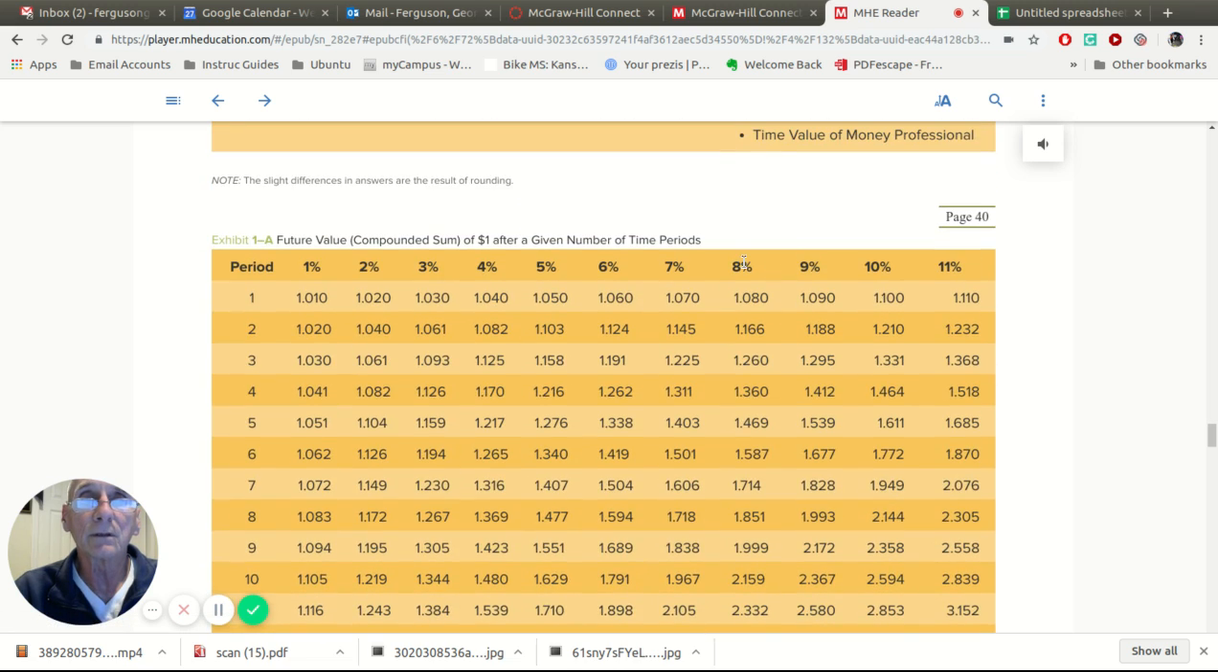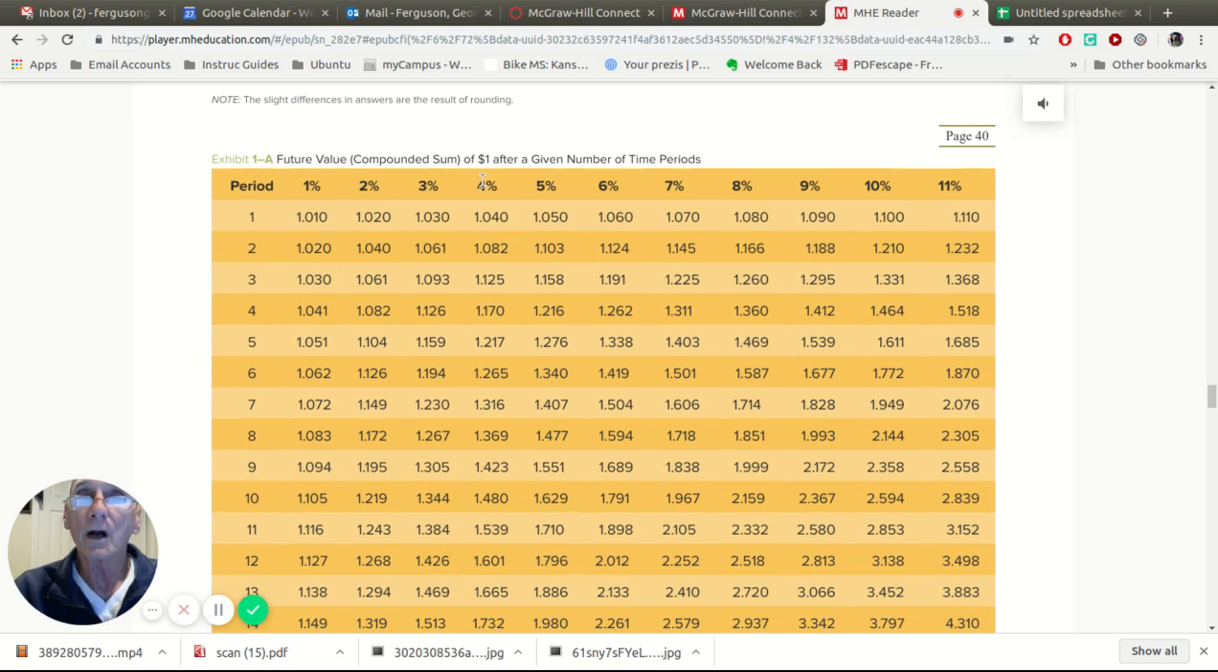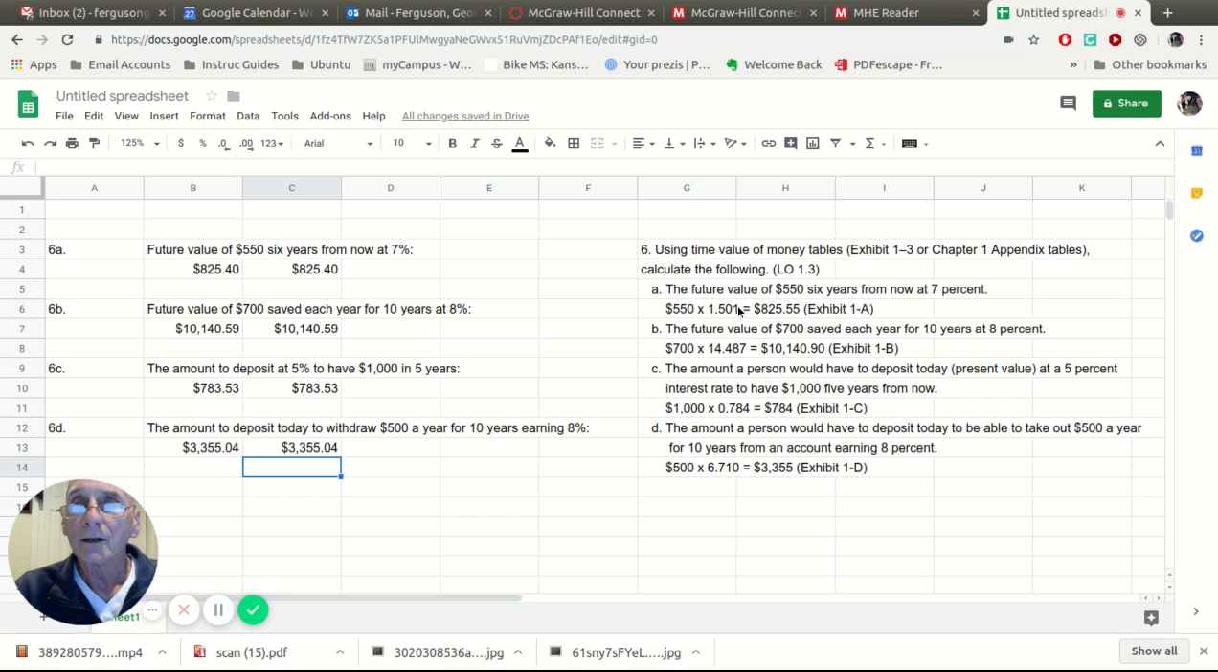If you're looking at the tables that we have in the back of the chapter, the first table, 1A, is future value of a single amount. In other words, you take an amount and put it aside. In this case, you're looking at $550. You're getting 7% on your money for 6 years. So if you go to 7%, look at number of periods, 6 years, you get 1.501. You take the 550 times the 1.501, you get $825.55.